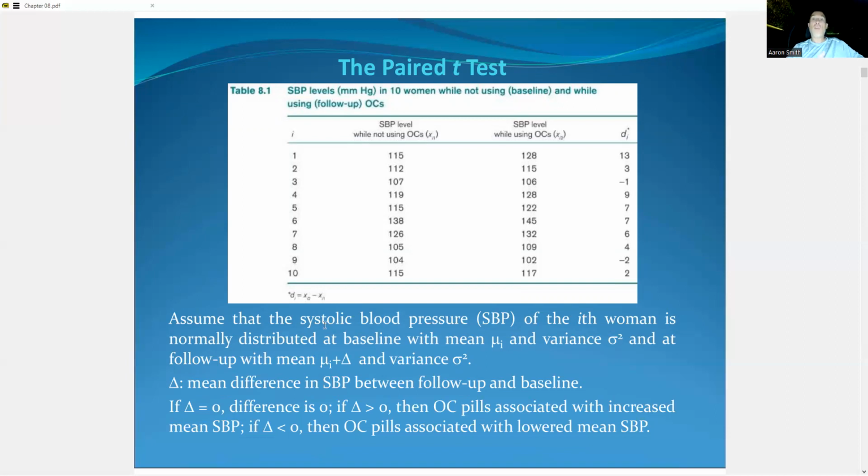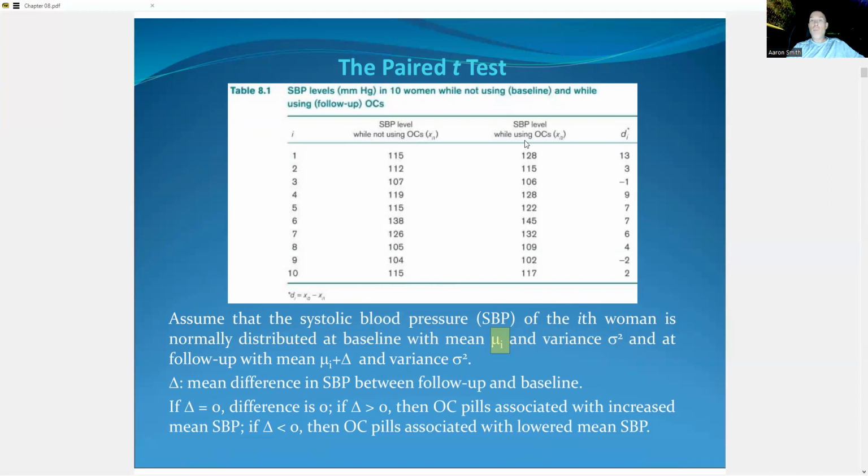All right, so we're going to assume that the systolic blood pressure of the ith woman is normally distributed at baseline with mean mu sub i and variance sigma squared. Something that's important to notice is that here we're saying that each person has their own average systolic blood pressure, but everybody has the same spread of their blood pressure. This is at the first evaluation, where we believe that each individual person has their own average.